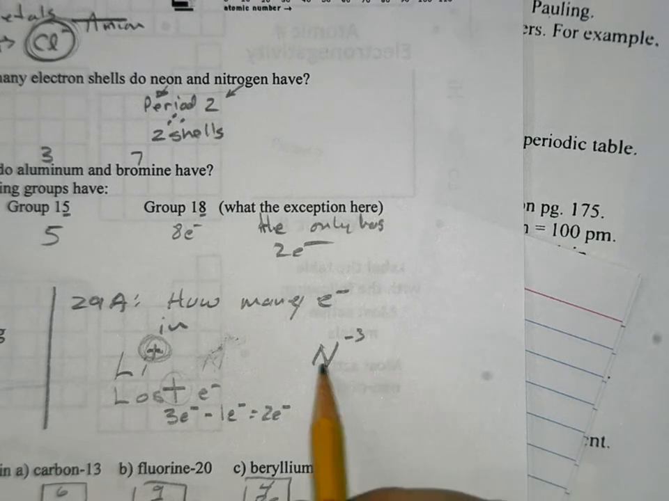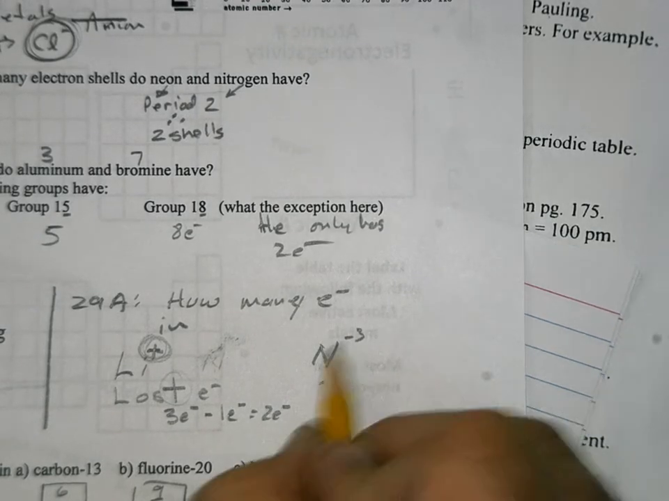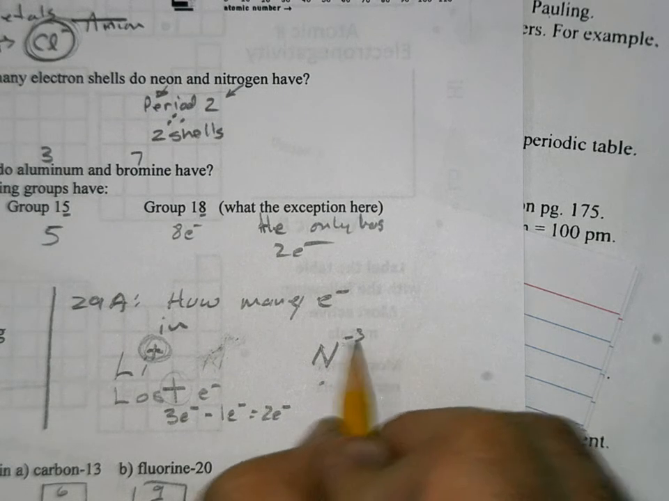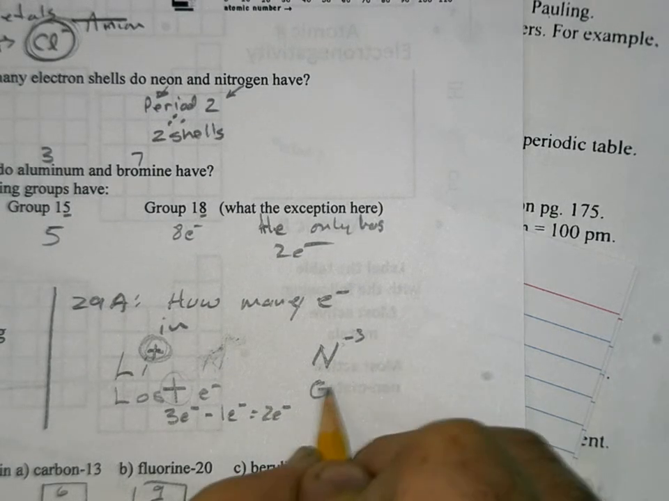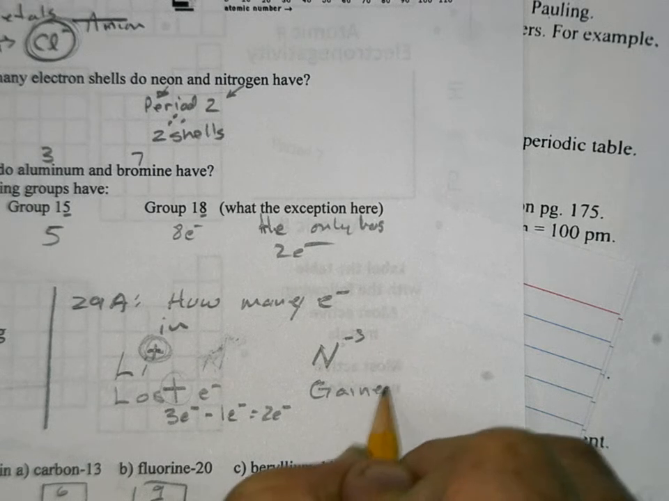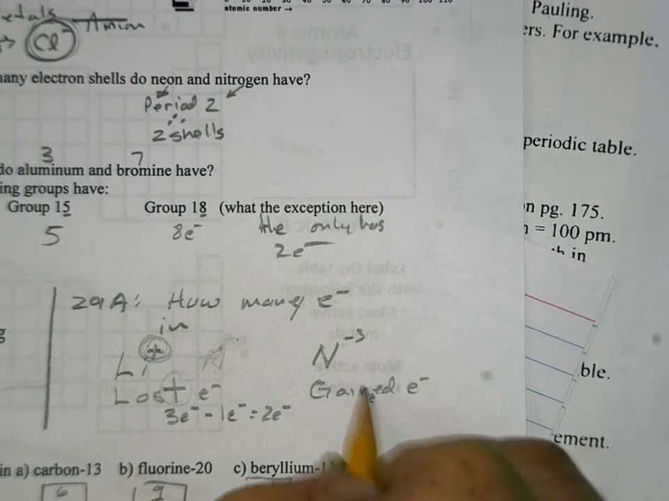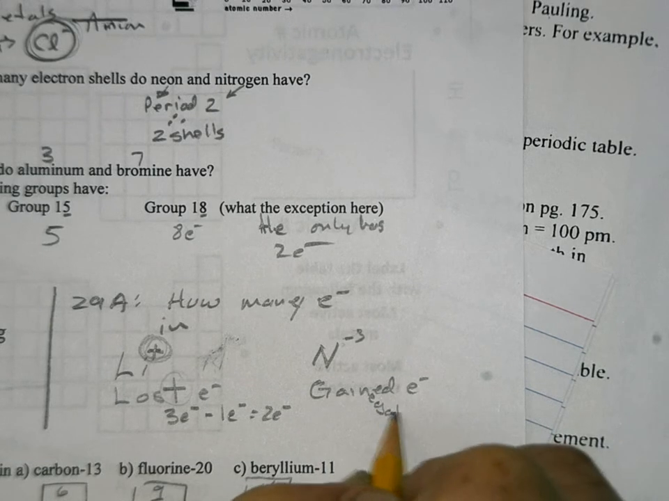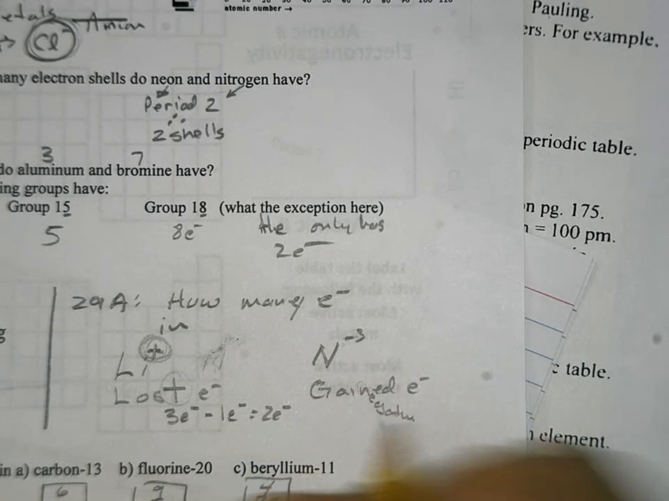So this one, what's going to happen is, since it's got a negative 3, it had to have gained 3 negative electrons. So it gained electrons. Now, I like to say that negative. So if it's got a negative ionic charge, it's gained. Okay, hopefully that works for you.